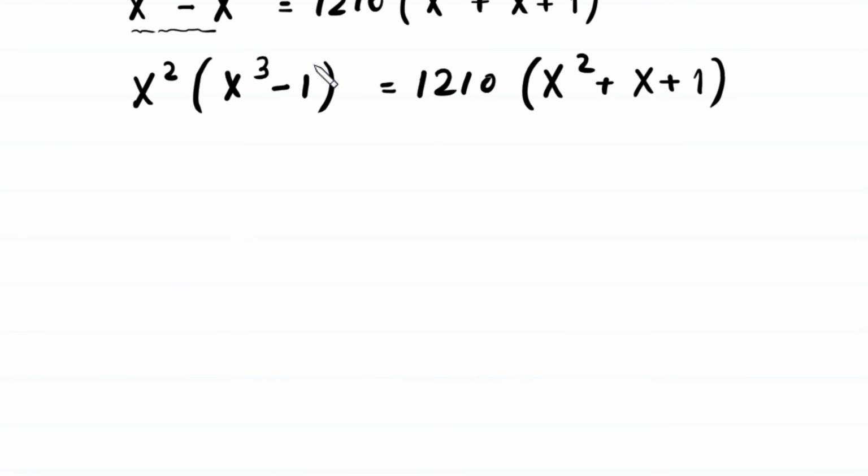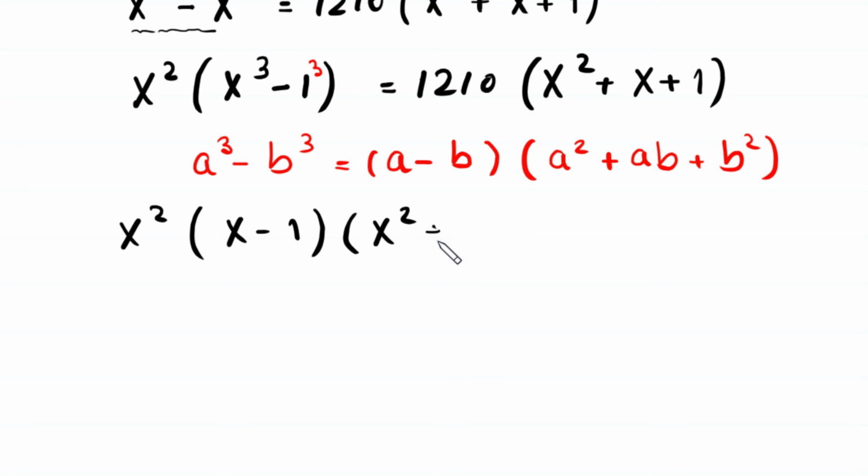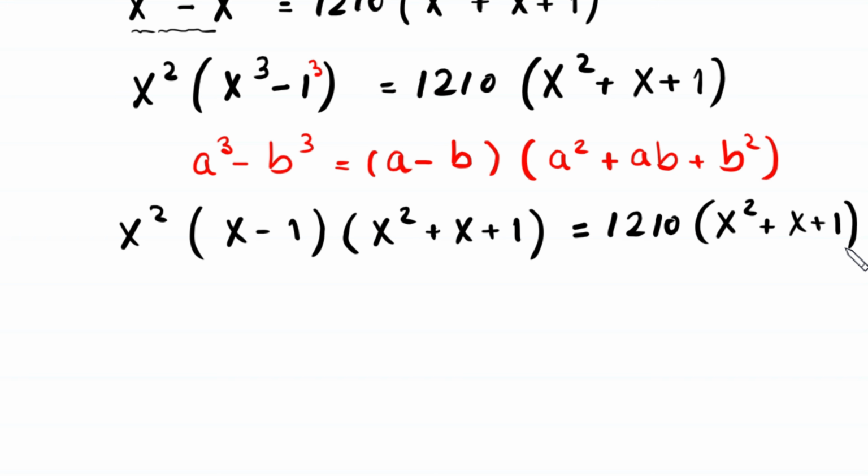Now this 1 is same as 1 cubed. So by using this algebraic identity, a^3 - b^3 = (a - b)(a^2 + ab + b^2), this left hand side will become x^2 times (x - 1) times (x^2 + x + 1) equal to 1210 times (x^2 + x + 1).